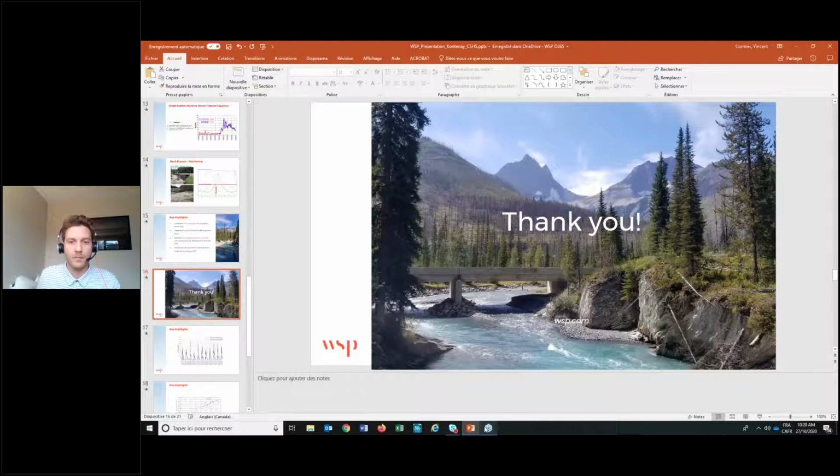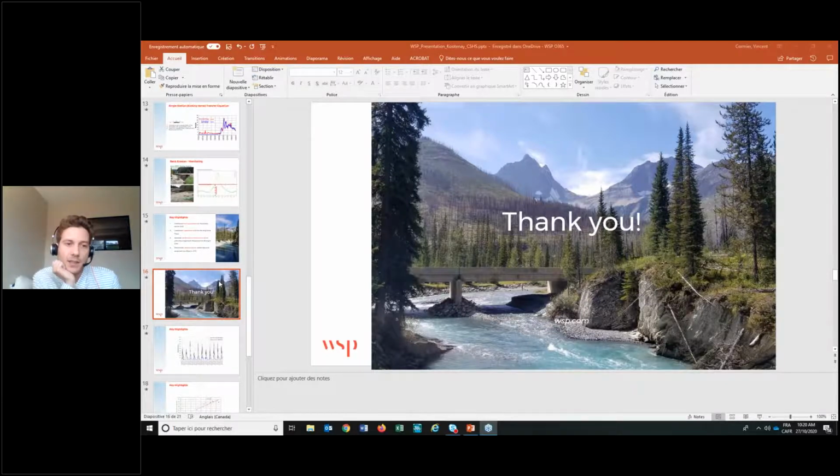Okay, thanks so much, Vincent. We have a question from Rob Chlumsky, and he says, was there a way to consider ice effects in the 2D model for developing that rating curve? It's a two-part question. The first part is, was there a way to consider ice effects in the 2D model for developing the rating curve?